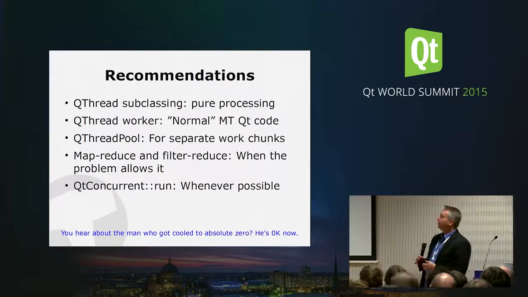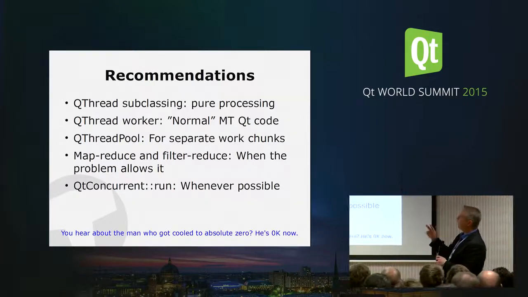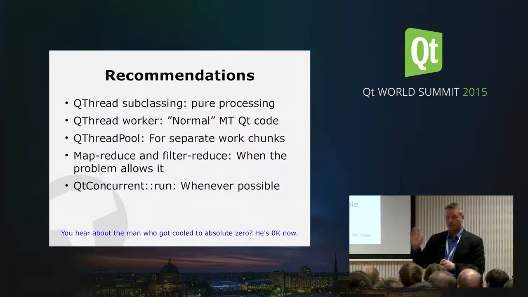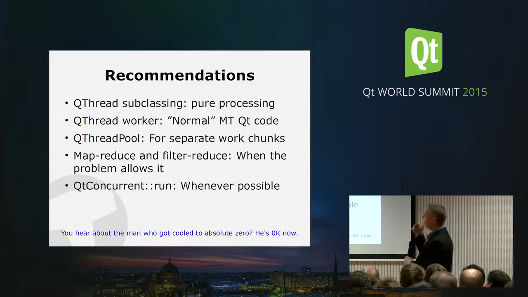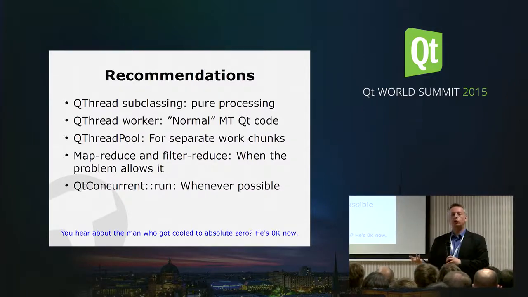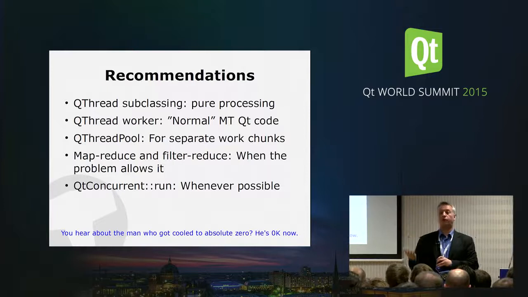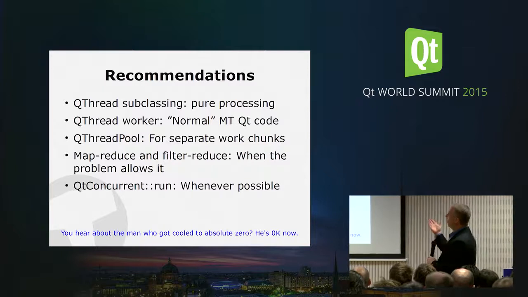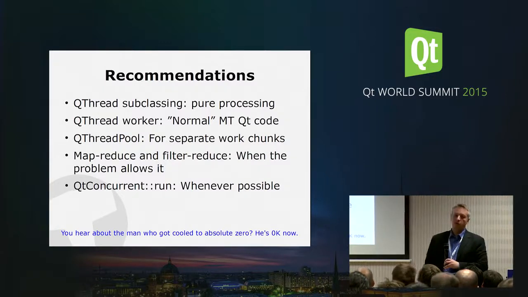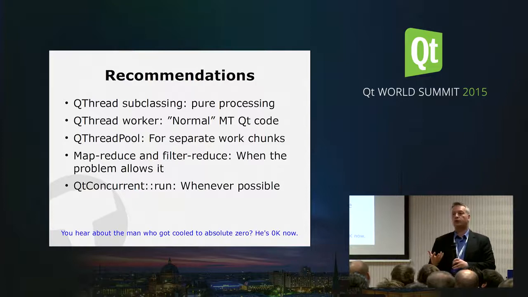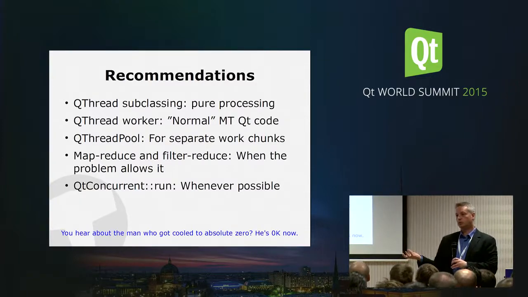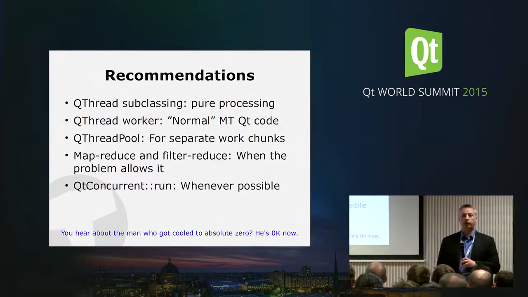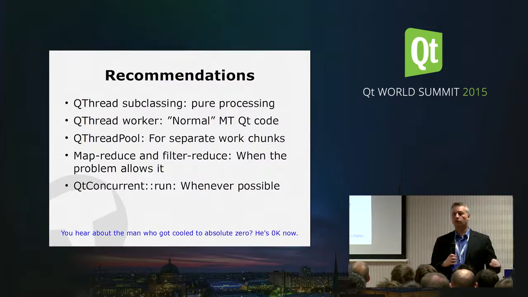So, these are the recommendations that I give. QThread, very, very simple. Almost never subclass. That's what I will give the bloggers. Almost never do it. QThread worker, that's what you do when you want to have signals and threads inside your new thread. Thread pool, that's for small pieces of work where you don't need a return value. And then you have all the Qt Concurrent stuff. Use it whenever you can, because it's awesome.